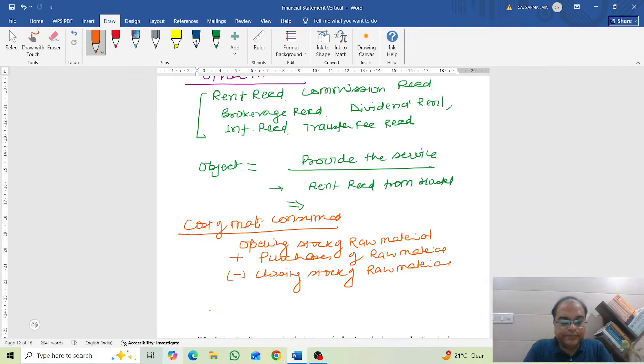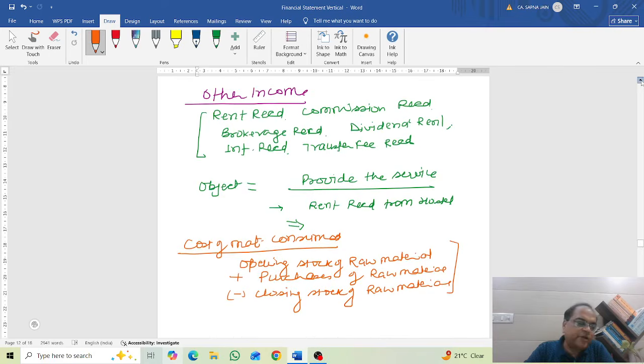First income. Now subtract expenses. Under the expenses, the first heading is cost of material consumed. And who will calculate cost of material consumed? Only the manufacturer will calculate it. And how to calculate it? Opening stock of raw material plus purchase of raw material and minus closing stock of raw material. So this is called cost of material consumed. Clear?